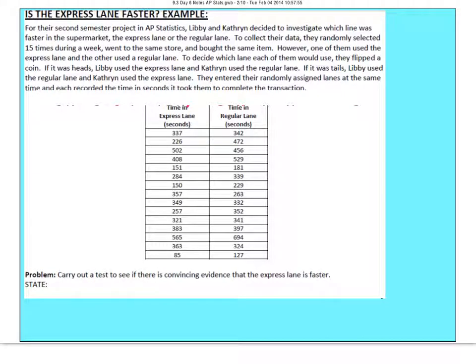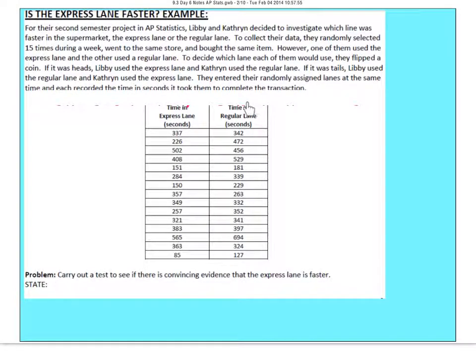If it was heads, Libby used express, Catherine was regular. If tails, they would reverse it. They entered randomly assigned lanes at the same time and recorded the time it took for each transaction. So here we have the express lane, the regular lane for each visit. Carry out a test to see if there's convincing evidence that one lane is faster than the other.